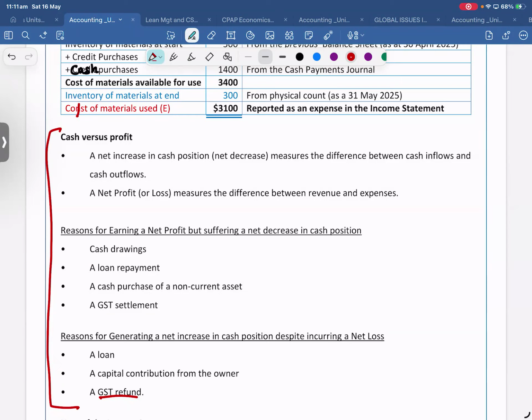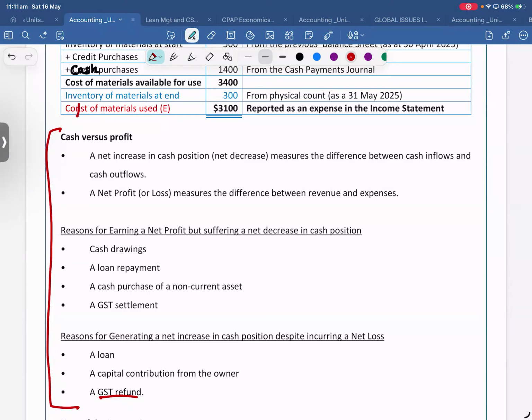Why is that? Because cash is the cash at bank or notes and coins that we are receiving and we are paying. Profit is a different story. What's profit? Profit is the positive difference between revenues and expenses. So do you think cash and profit are the same concept? No. So they are different.